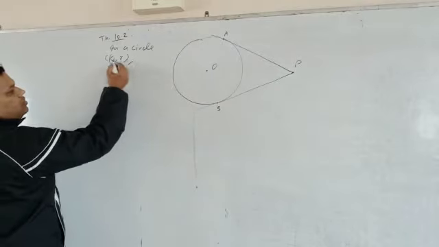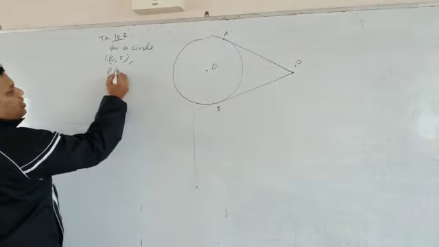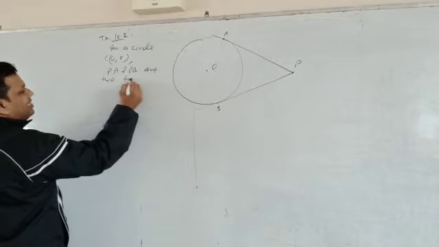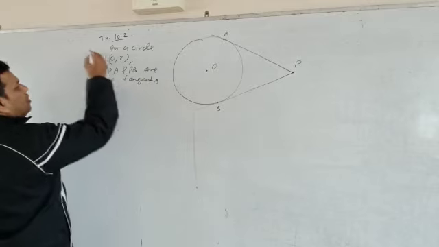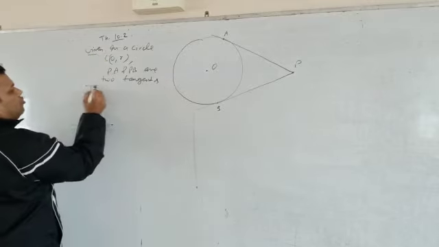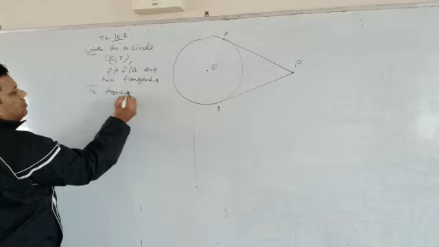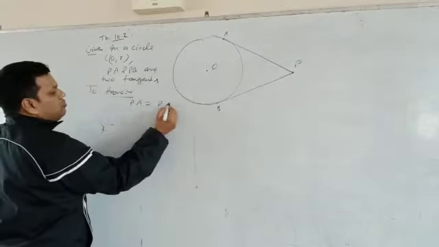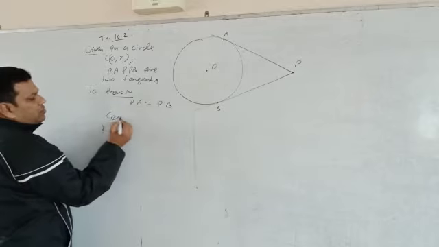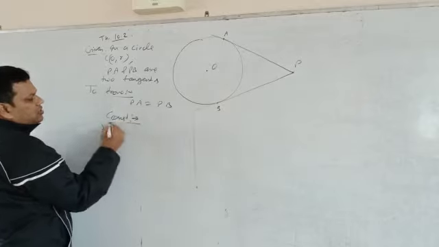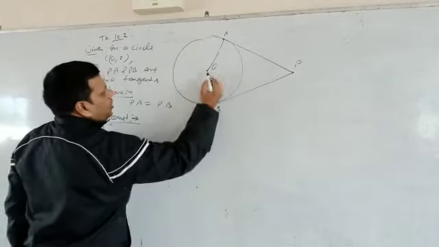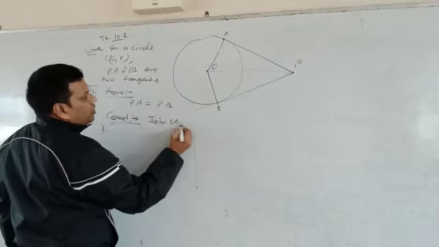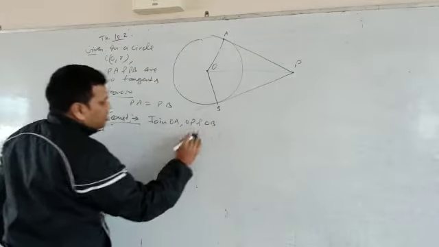Then in this circle PA and PB are two tangents. It is given. Now to prove is that these tangents are equal, meaning PA is equal to PB. Then we have to do a construction: join OA, OP and OB.